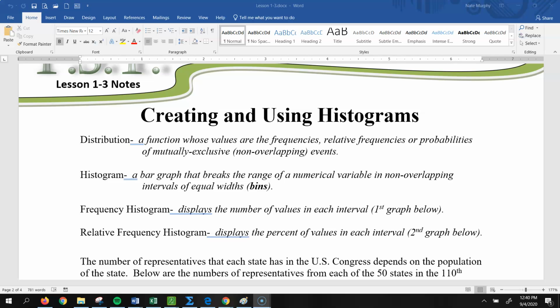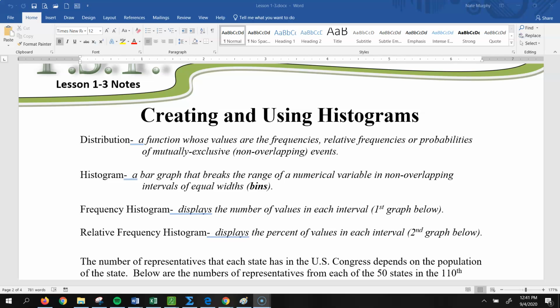First off, when we talk about a distribution, that's just referring to a function whose values are the frequencies, relative frequencies, or probabilities of mutually exclusive events. Mutually exclusive is a term we're going to learn about in a future chapter, but that's just referring to events that don't overlap each other. So when we look at a distribution of data, we're just looking at frequencies. It could be relative frequencies or probabilities.